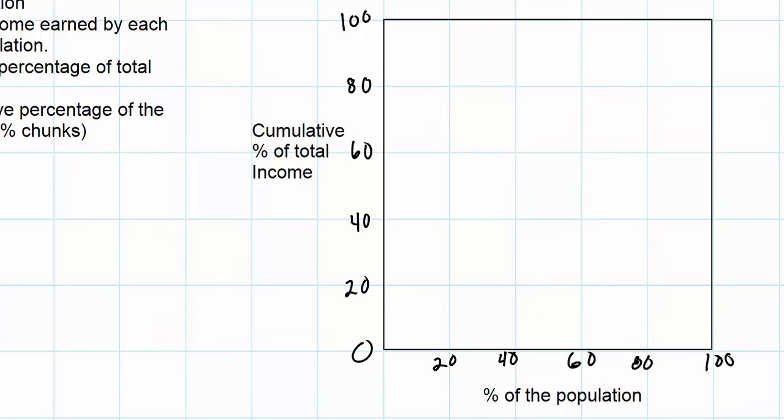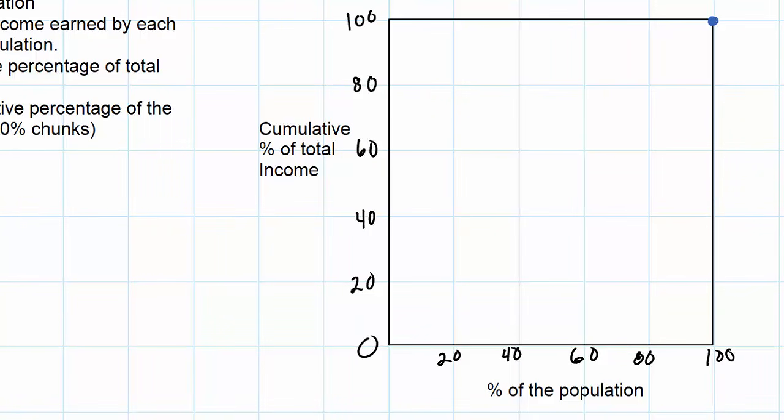Now there are a couple of assumptions that go behind this model. One simple assumption is that the entire income of a nation is shared by the entire population of the nation. Therefore, one point that will occur on every Lorenz curve is the point up here in the upper right-hand corner where 100% of the income is earned by 100% of the population.